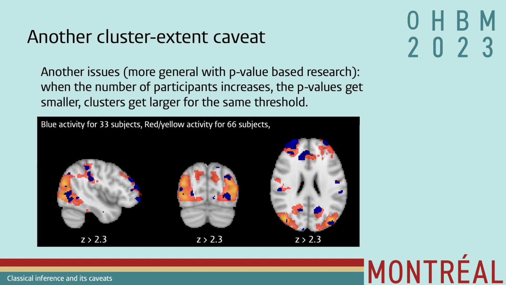For example, in blue you see activity for 33 subjects for this non-focal versus focal contrast at a threshold of z equals 2.3, and the red-yellow activity is the activity for 66 subjects. You see that the number of clusters does not necessarily change, but the size of the clusters changes dramatically from 33 to 66 subjects. For more and more subjects, the clusters under the same threshold would be bigger and bigger, and then it becomes very hard to say anything about it because everything will be significant.